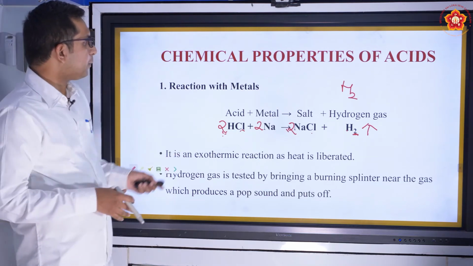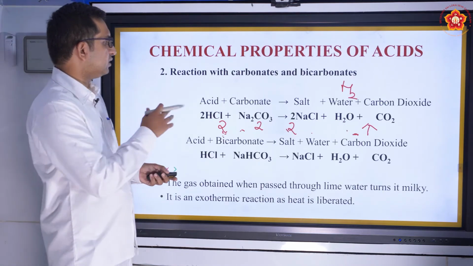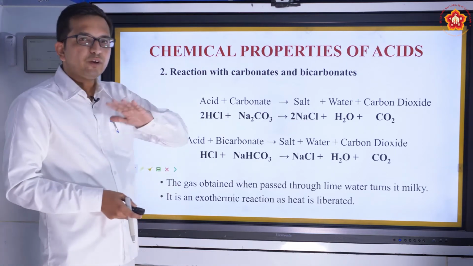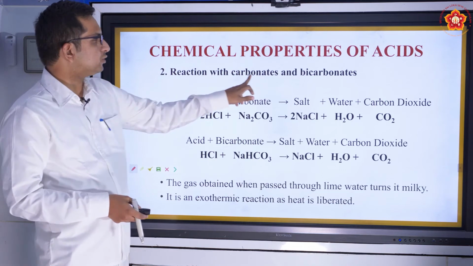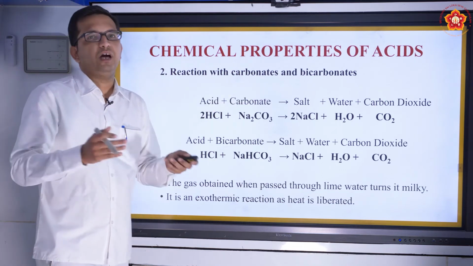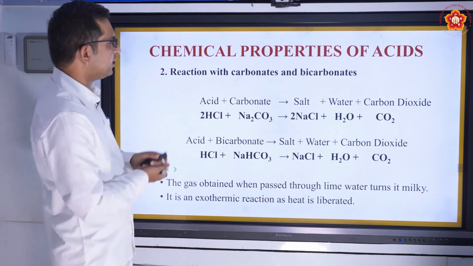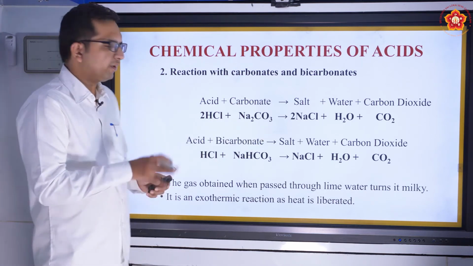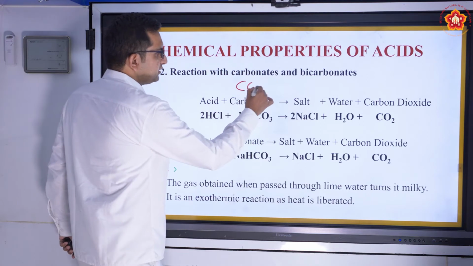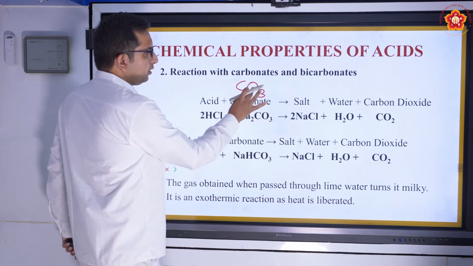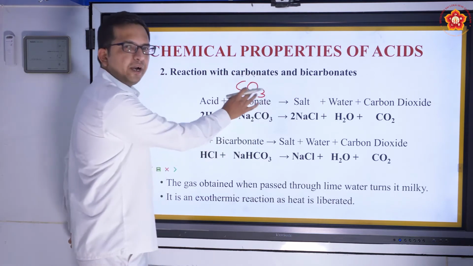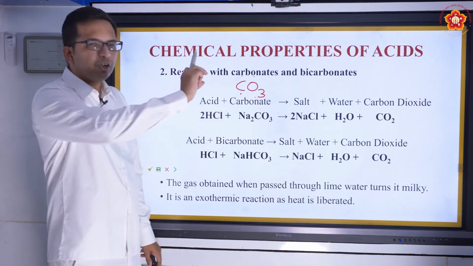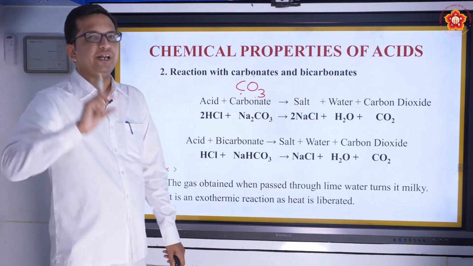So this is one type of reaction that we tend to see with these metal cases. After metals, we also have reactions with carbonates and bicarbonates. What are carbonates? What are bicarbonates? Carbonates are those compounds where we generally have CO3. Carbon, carbo, carb and O. That is nothing but the oxygen part. So the terminology given to that is carbonate.